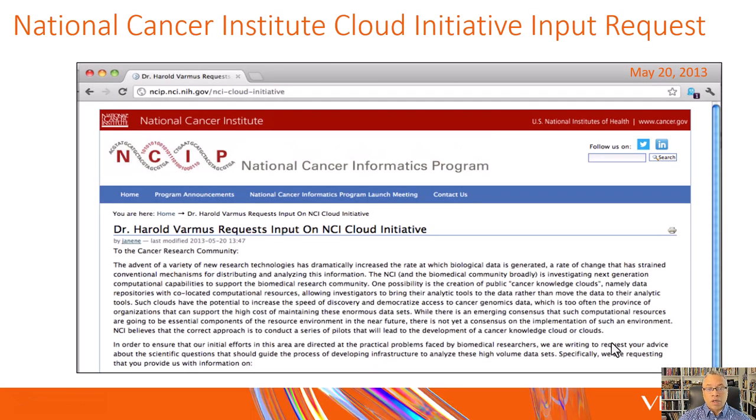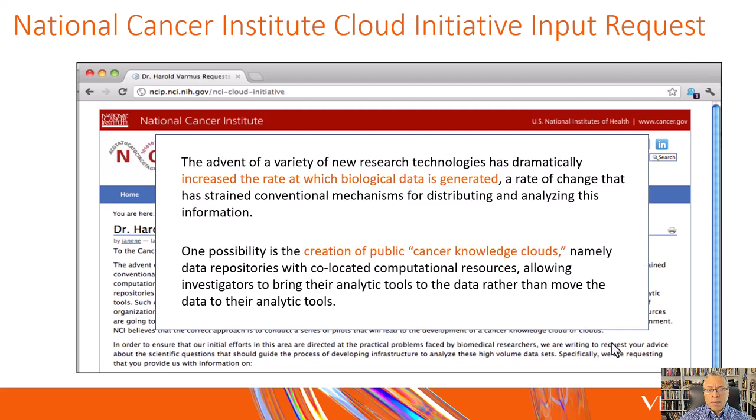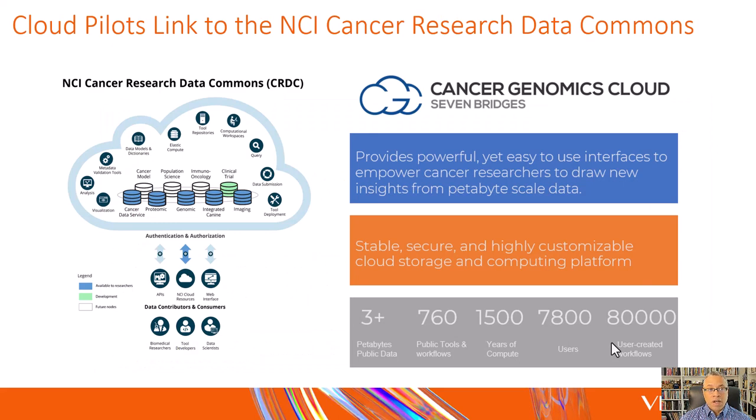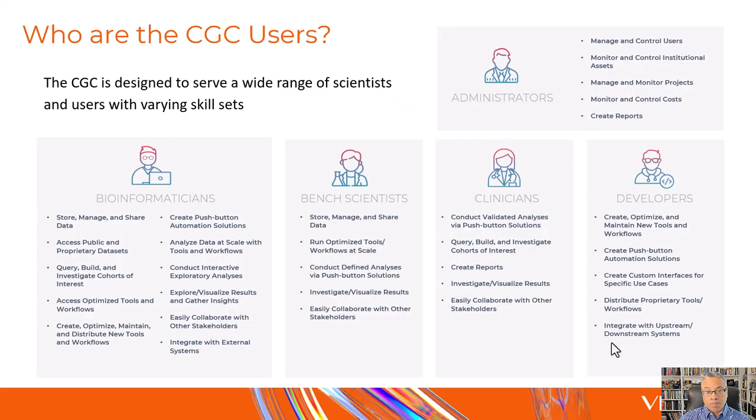I thought I would start a little bit in the beginning on how we developed our view of CWL, and it started with the NCI's request for information on developing a cloud initiative. And the motivation was, how do we deal with the increased rate by which data is generated? And part of that initial request, the outcome, was development of the Cancer Research Data Commons, for which the Cancer Genomics Cloud is just a small part of that. And I'm going to talk a lot about how we developed the CGC to empower use of CWL.